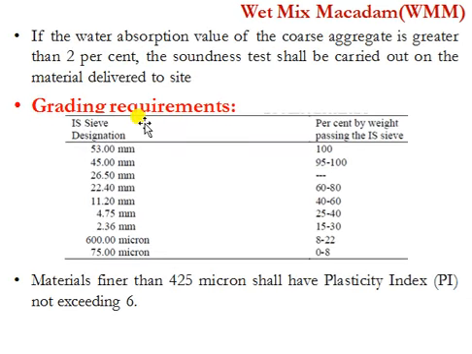If the water absorption value of the coarse aggregate is greater than 2%, then the soundness test shall be carried out on the material delivered to the site. So water absorption: if the aggregates used in the construction of wet mix macadam absorb water more than 2%, then we should conduct the soundness test.